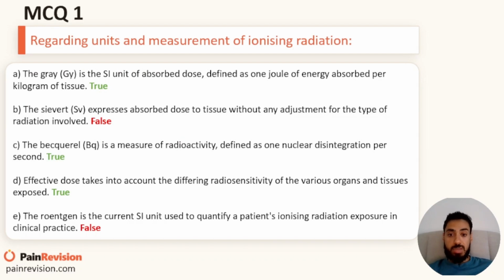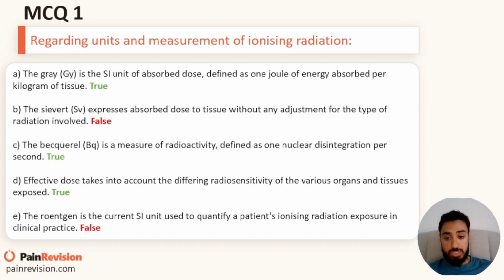C, the becquerel is a measure of radioactivity defined as 1 nuclear disintegration per second. That is true. The older unit of this is the curie. D, effective dose takes into account the differing radiosensitivity of the various organs and tissues exposed. That is true, as I've explained earlier. If it is equivalent dose, then we're looking at the type of ionizing radiation. But if we're saying effective dose, that is the sensitivity of the tissues.